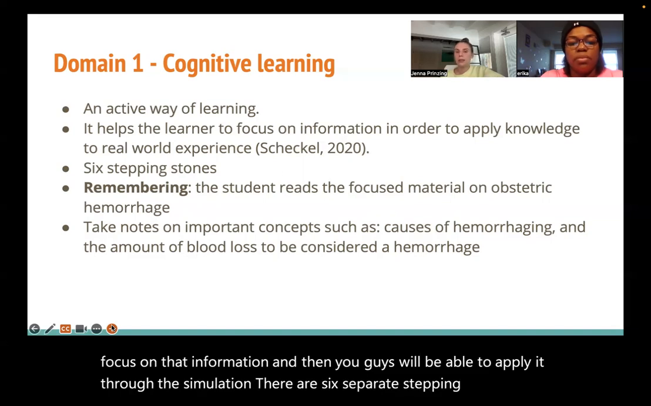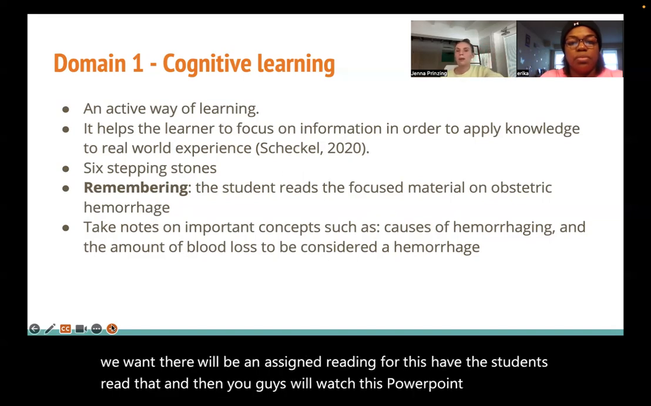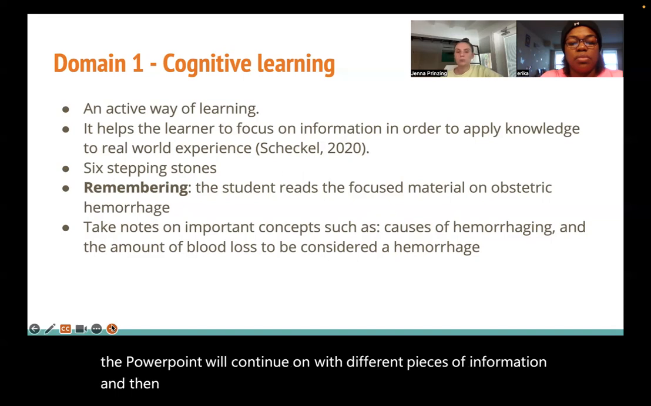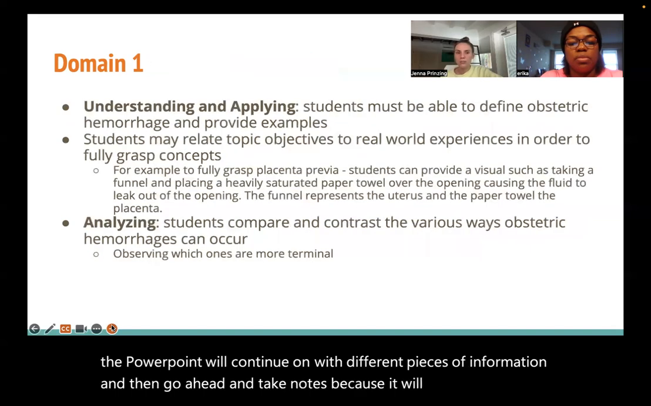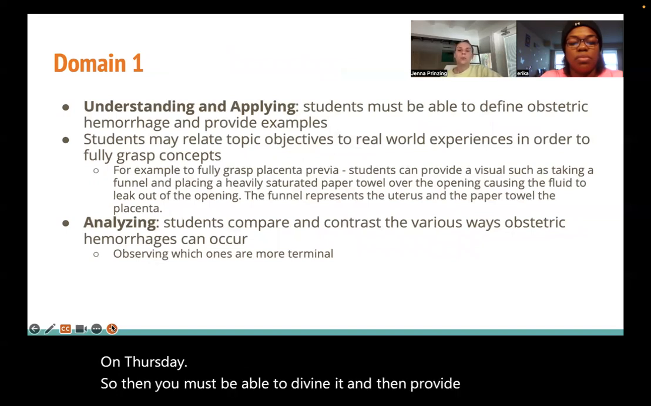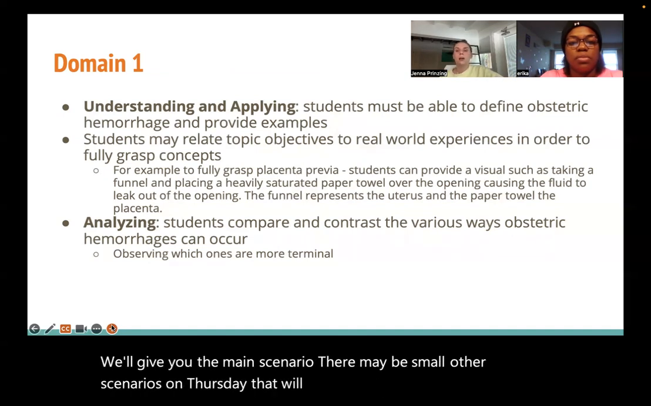So there will be an assigned reading for this. Have the students read that, and then you guys will watch this PowerPoint. Like I said, the PowerPoint will continue on with different pieces of information, and then go ahead and take notes because it will be what we're reviewing on Thursday. So then you must be able to define it and then provide examples. We'll give you the main scenario. There may be small other scenarios on Thursday that we'll address at that time.